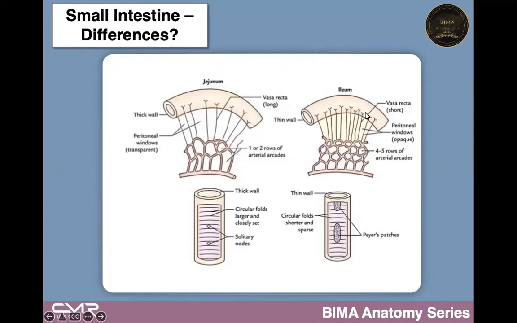In terms of the histological picture, you also have a thicker wall in the jejunum, whereas you have a thin wall in the ileum. In the jejunum, your circular folds, which are helping with the contraction, are much larger and they're actually closely set. So this will allow for a stronger contraction. And sometimes you can also have solitary nodes, more for lymphatic purposes. Whereas in the ileum, you have Peyer's patches, once again for lymphatic purposes, and the circular folds are shorter and much sparser.